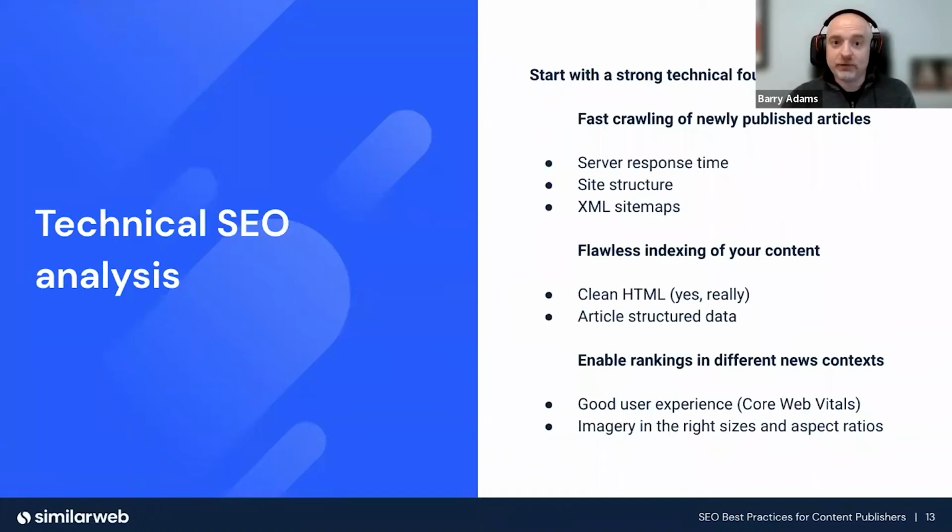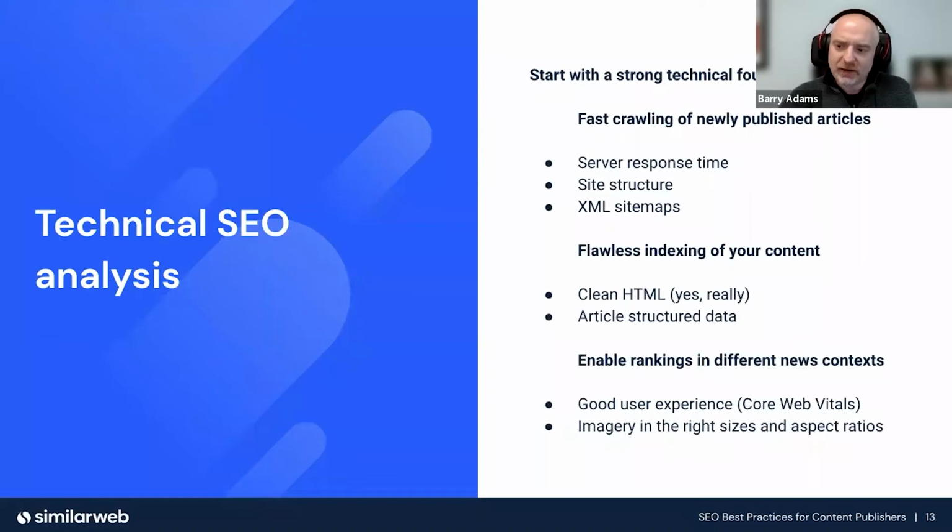It means having a very good site structure as well that is logical, that makes sense to both end users and to search engines. And you can also provide XML sitemaps, both general XML sitemaps and Google News specific XML sitemaps that allow Google to very quickly find newly published articles and add those to their crawl queue. Then the indexing, of course, very important as well.